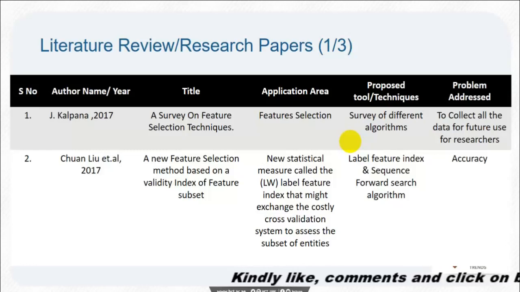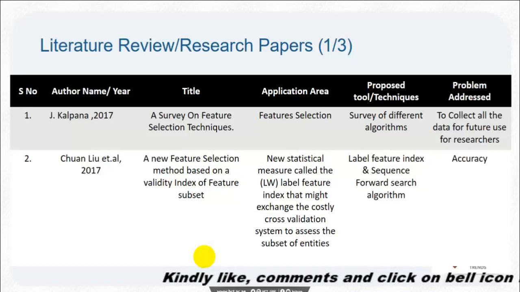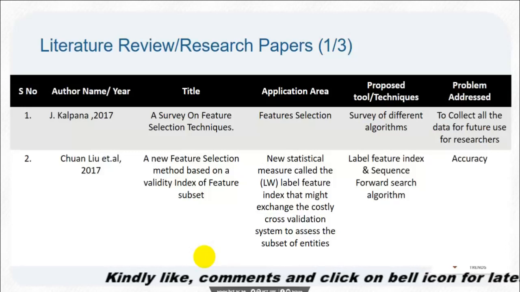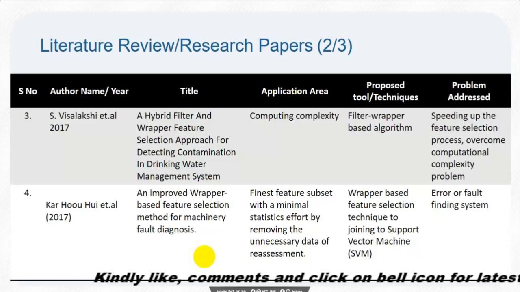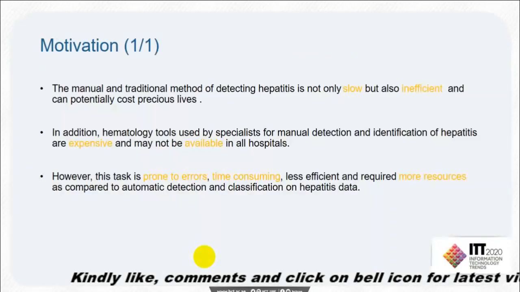Second was Xuan Li, 2017: a new feature selection method based on the validity index of feature subsets. The application area is a new statistical measurement called LW label feature index that might extend the cross-validation system to assess the subset of the entity. The proposed tool was the label feature index and sequence forward search algorithm. The problem was the accuracy, and so on. I have studied different types of papers.